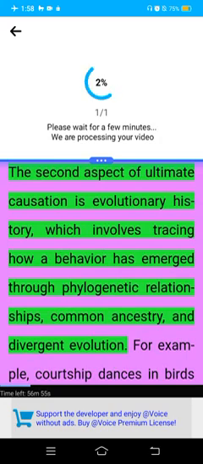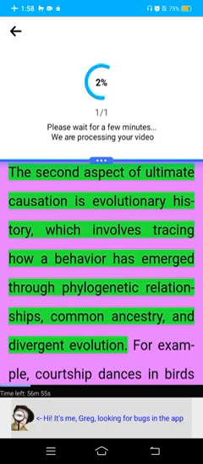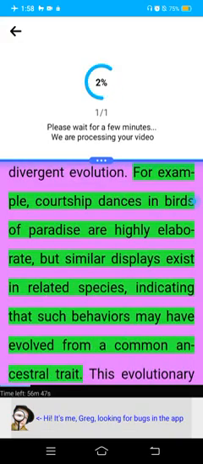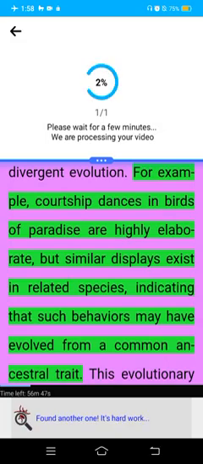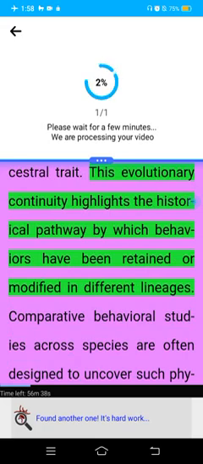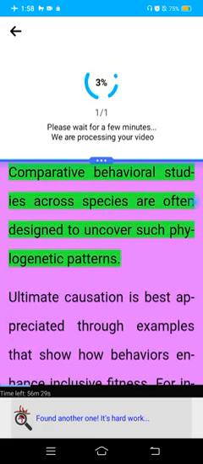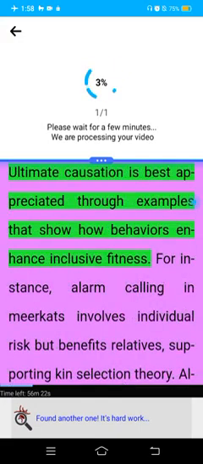The second aspect of ultimate causation is evolutionary history, which involves tracing how behavior has emerged through phylogenetic relationships, common ancestry, and divergent evolution. For example, courtship dances in birds of paradise are highly elaborate, but similar displays exist in related species, indicating that such behaviors may have evolved from a common ancestral trait. This evolutionary continuity highlights the historical pathway by which behaviors have been retained or modified in different lineages. Comparative behavioral studies across species are often designed to uncover such phylogenetic patterns.